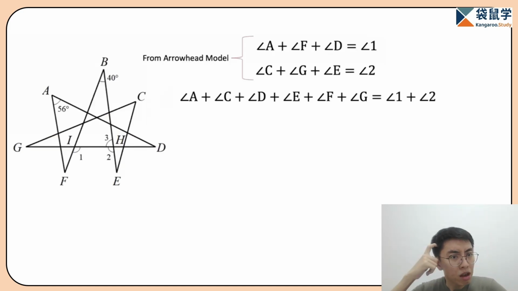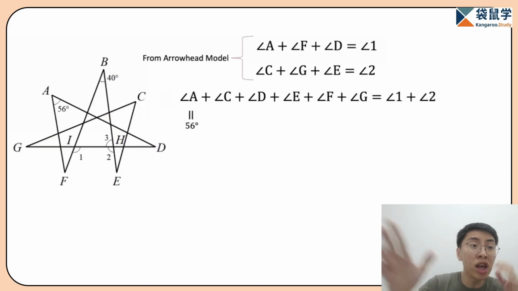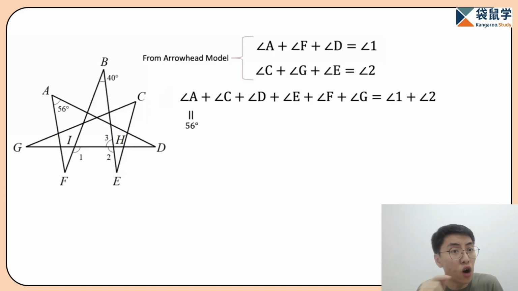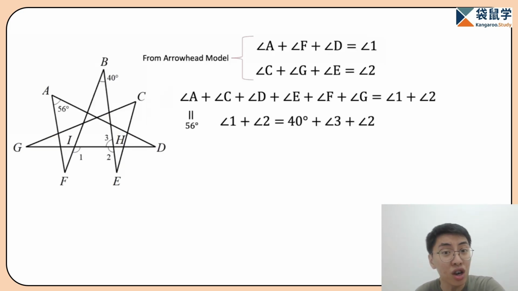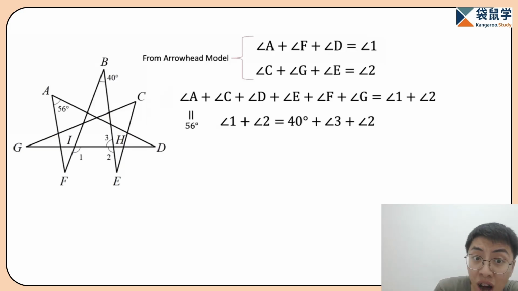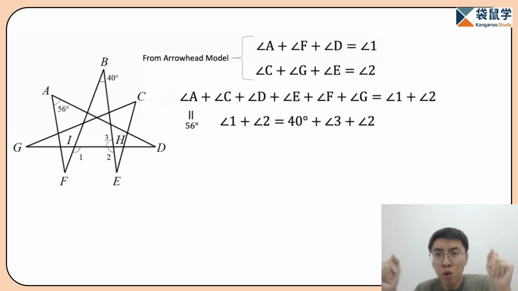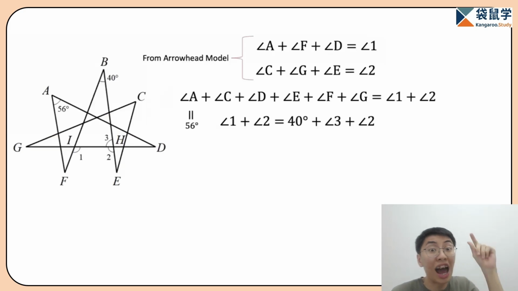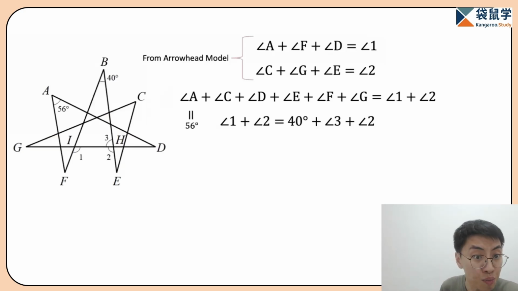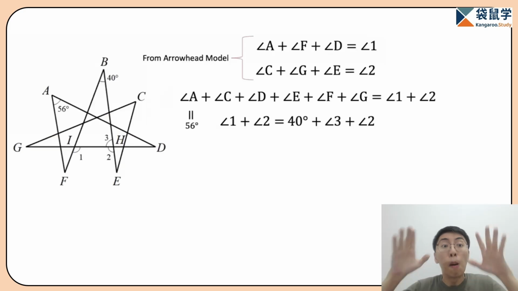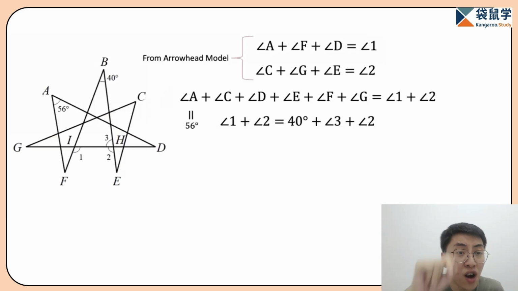Let's think. Oh, what about angle A? We know that angle A is 54 degrees. What about C, D, E, F, G? Those are the parts that I want to find. So essentially, what we can go on is that I know that angle 1 plus angle 2 is just angles 3 plus angle 2 plus another 40 degrees at the top, based on what we have learned about angles before.